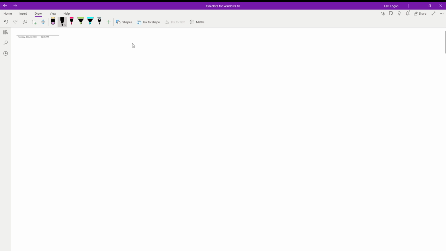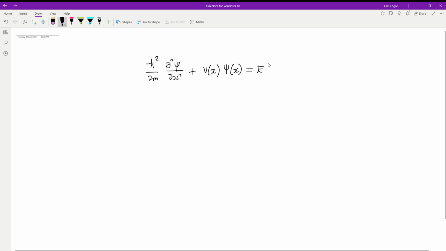So the Schrodinger equation is written as follows. It's negative h bar squared over 2m, multiplied by the second partial derivative of the wave function with respect to its position. Now it's only one dimensional, so we only have to consider x, we don't have to consider y or z. Plus the particle's potential. So I'm just going to say V of x, or it's written as U of x sometimes, multiplied by the wave function, is equal to the energy multiplied by the wave function.